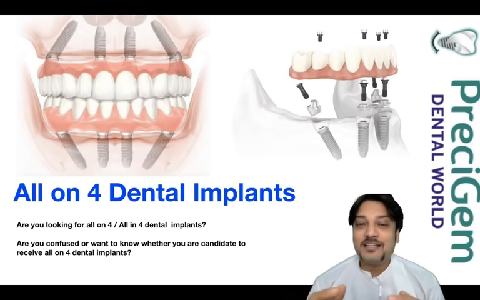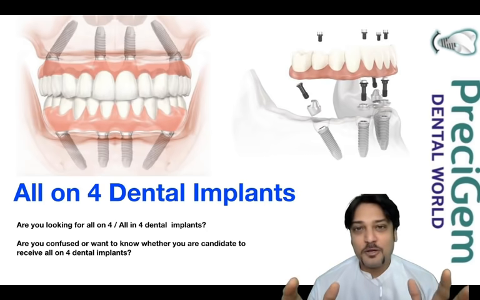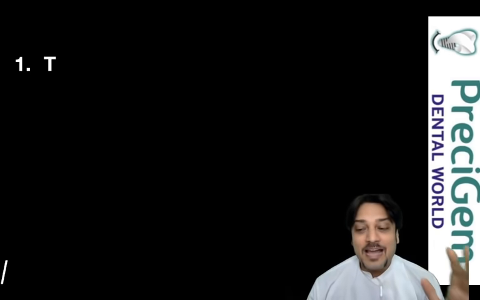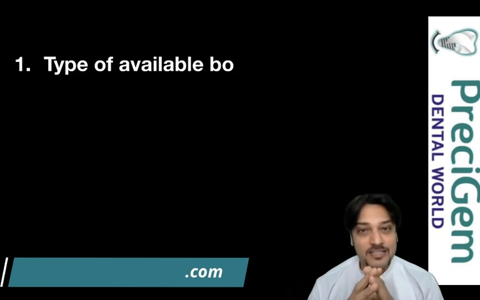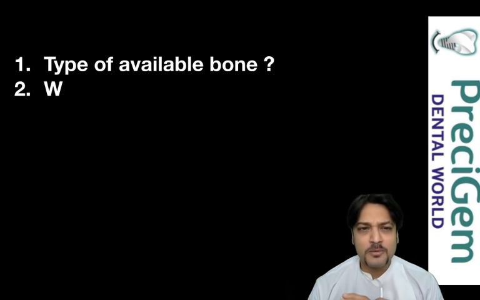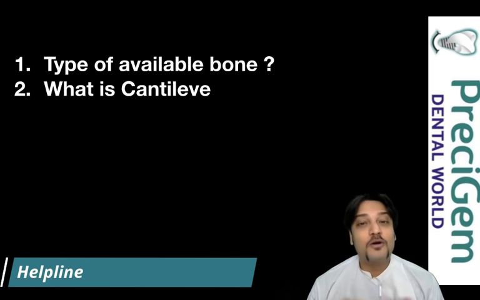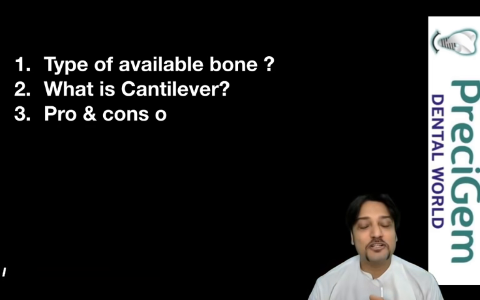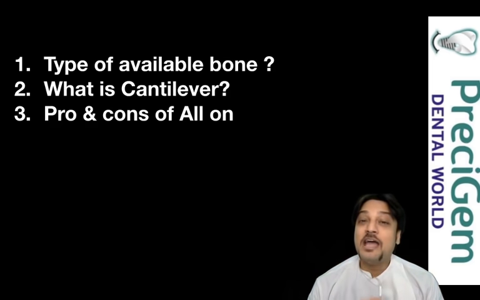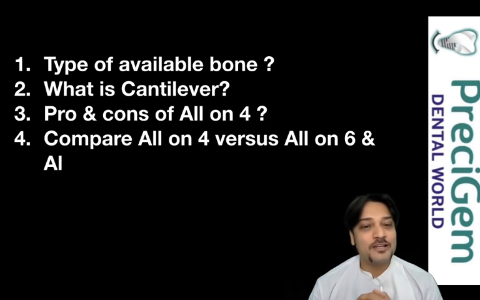Before I start, let me tell you, I'm going to focus in this video on 6 different topics. The first one would be the type of available bone which you have when all teeth are lost or all the teeth are compromised. So I'm going to talk in detail about available bone types. I'm going to talk about what a cantilever is and how it affects the success of all-on-4 dental implants. I'm going to talk in detail about pros and cons of all-on-4 dental implants.